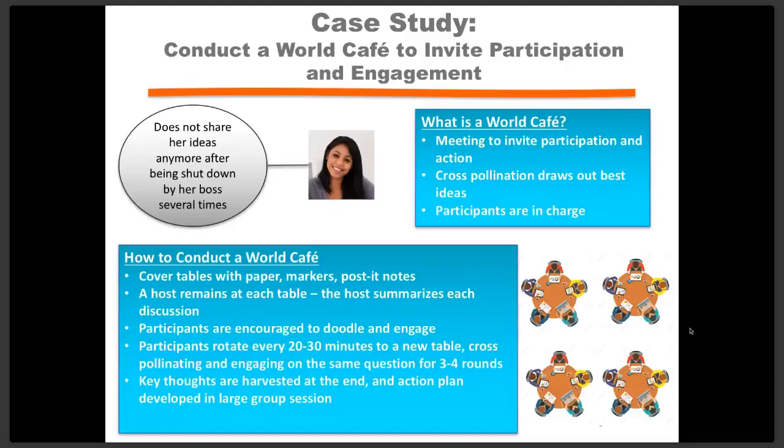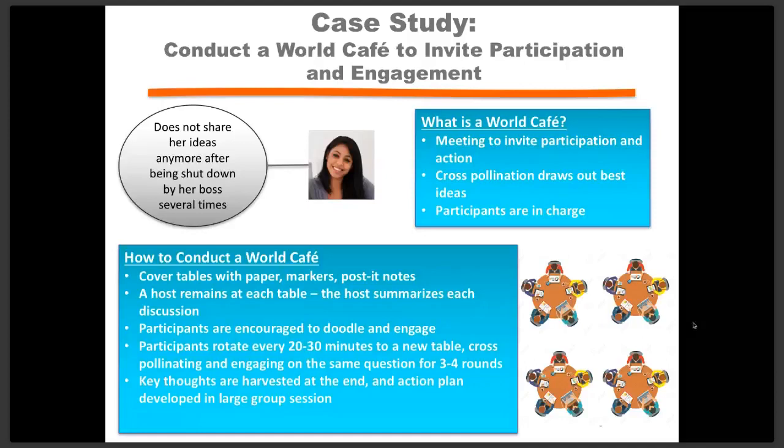And then at the end of the session, what you do is you bring the big group together and kind of on a whiteboard or a big poster board, you harvest, we call that harvesting the best ideas that come out. And maybe you just put all the ideas up on a board and then you ask the group to help prioritize what they thought the best ideas were that came out.